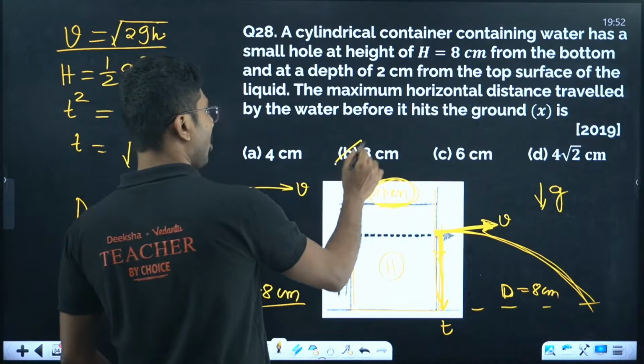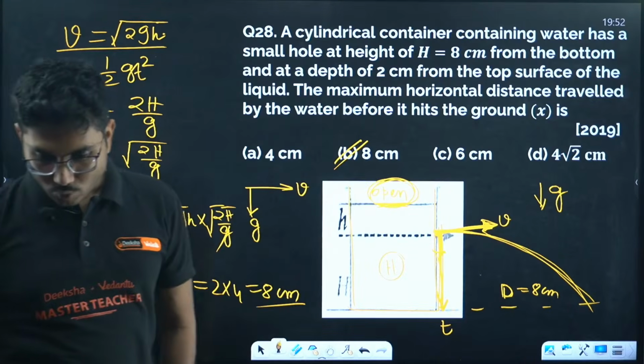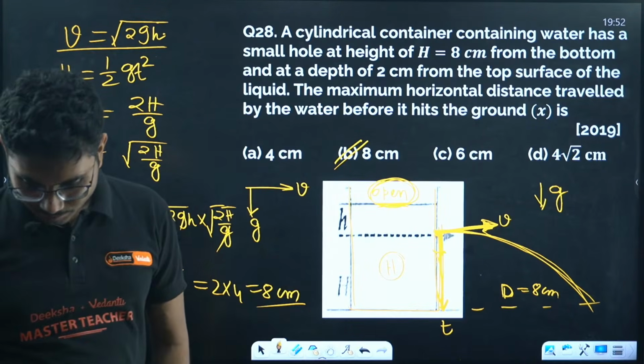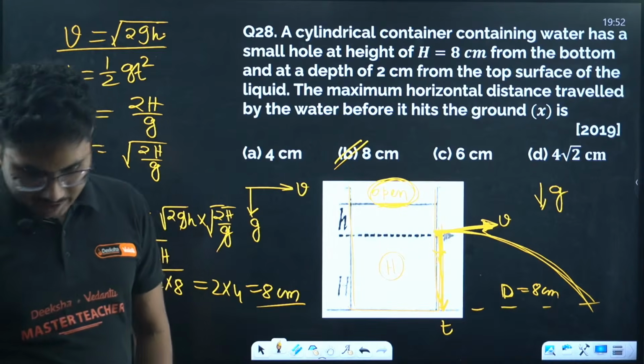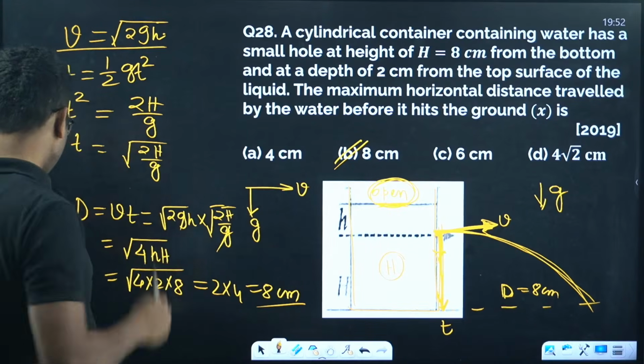Correct answer is option B. Wow, Vimesh answered correctly. Correct. All of you are correct.